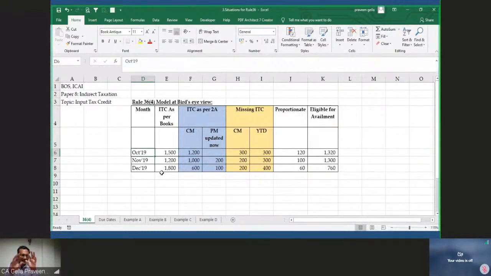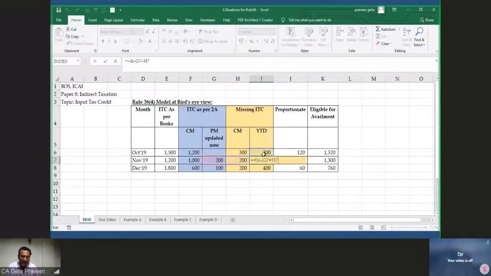Look carefully. Now this is just a macro file. I'll go into detail bill-wise where you will understand how difficult it is. Examination, this is what is expected from you. Now, for November, out of 1200, what is appearing in 2A is 1000 for the current month. For the previous month, PM is my previous month. How much is pending from the previous month? 300. Out of 300, 200 is appearing in the current month. So now current month missing is 1200 minus 1000, which is 200. And my YTD opening balance 300 minus 200 plus fresh addition of 200. YTD my missing is 300.